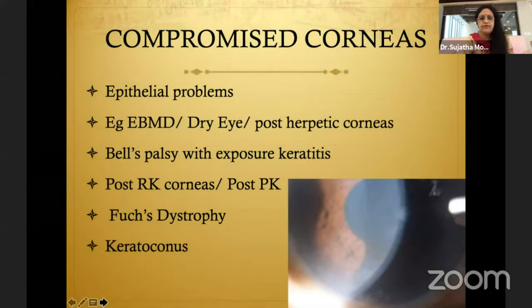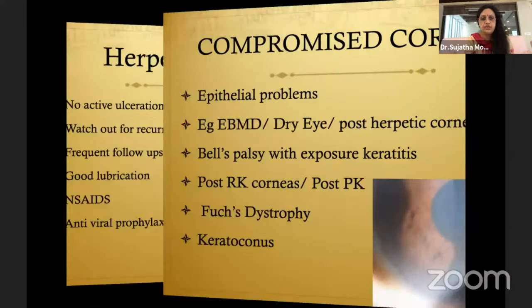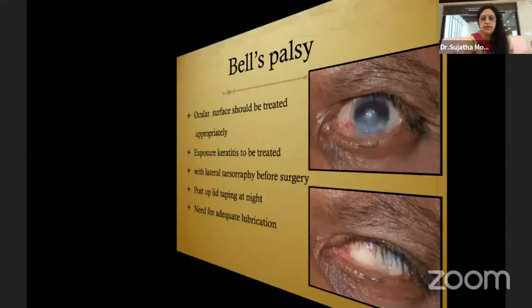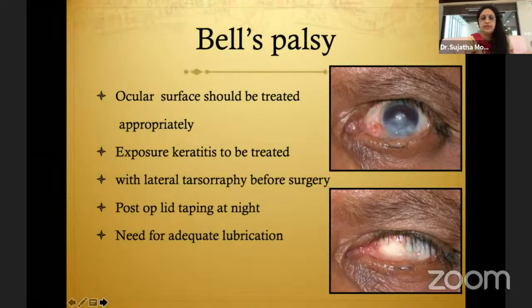So there are several problems, as simple as epithelial problems like EBMD, dry eye, post-herpetic corneas, patients with Bell's palsy with exposure keratitis, post-ARC corneas, post-PK corneas, Fuchs dystrophy, and keratoconus. Herpetic corneas, we all know it's better to avoid during active ulceration, and the most important thing in these patients is to prevent recurrence, because post-operative use of steroids can always cause a recurrence. So good lubrication and antiviral prophylaxis may be required, particularly in patients who have recurrent incidences.